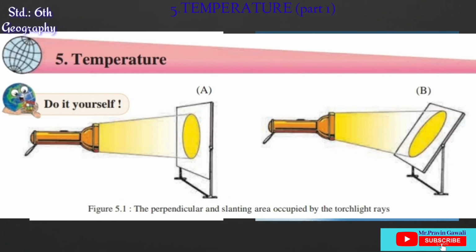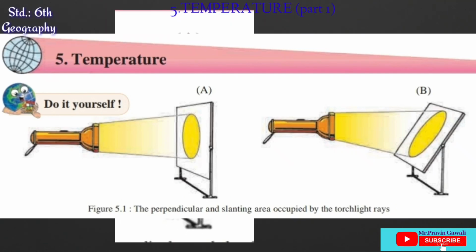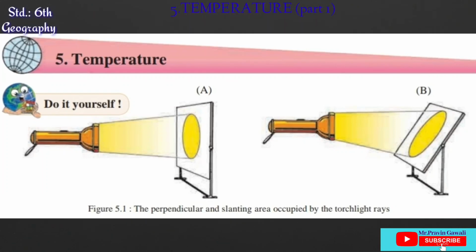First of all we have to keep the cardboard at 90 degrees. It means a right angle. Then we have to focus on it with the torch and see how the light or sun rays concentrate on the cardboard. We have to suppose the light of the torch is the sun rays or the beams of the sun. Okay, students, without wasting time, let's get started.